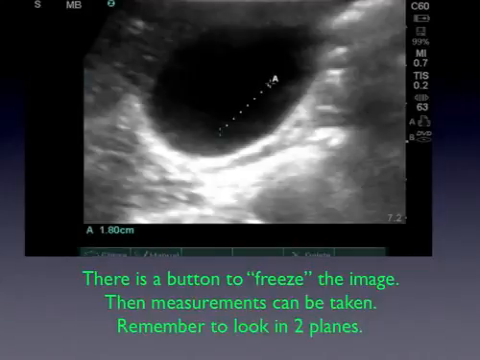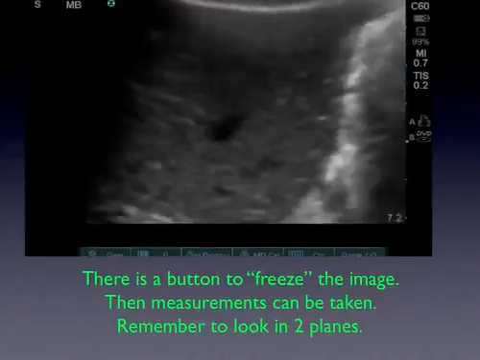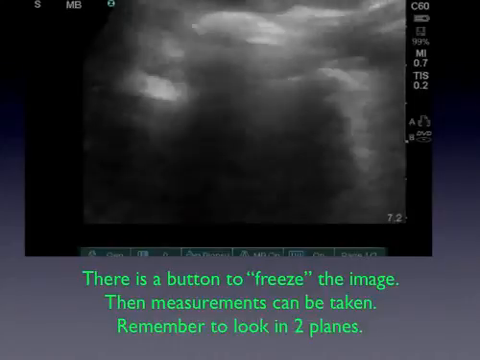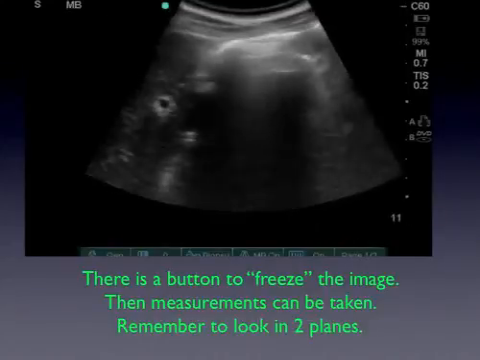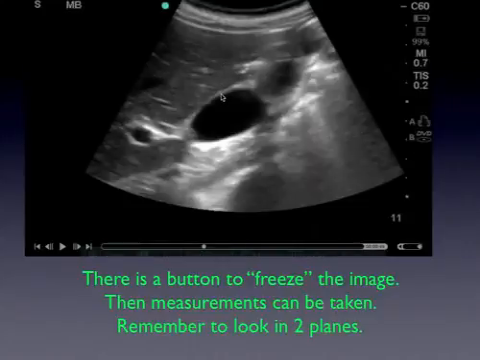Now there's a button to freeze the image, and that's important when we're taking measurements. And remember, you would like to ideally freeze the image in 2 planes. Now over here, I'm not exactly sure what they're measuring. It's supposed to be the anterior wall, but the anterior wall is very difficult to see. So by taking the image in a different plane, now we can see a very clear anterior wall over here, and that then can be measured using calipers.